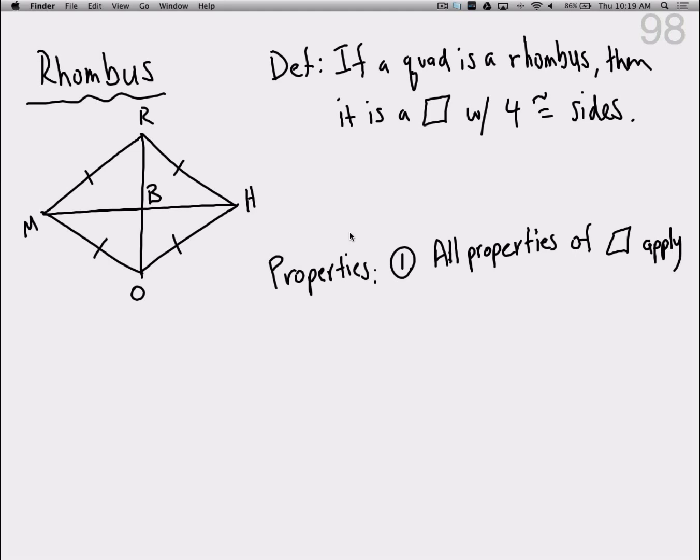What we're looking for in step two, then, is what's special about a rhombus? What's true about that figure that's not true about all parallelograms? Any guesses? The opposite angles are congruent. Be more specific. Angle MRH is congruent to MOH. That is true, but that's also true in a parallelogram.